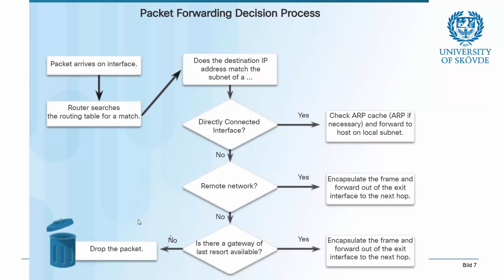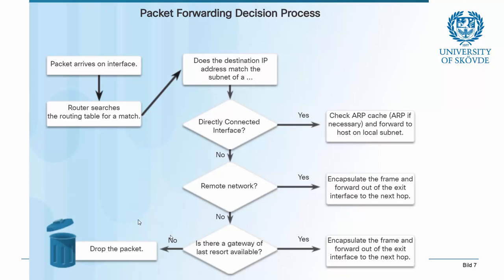If it's not destined for a directly connected network, it will see if it's a remote network. If it is, it will encapsulate the frame and forward it out to the next hop. The routing table will specify the remote network and the next router in the chain, and the local router will send the packet there. If it's not for a remote network, then the router will see if there is a gateway of last resort or default gateway available. If there is, it will send the packet to the default gateway. If not, then it will just drop the packet because the router doesn't know where it's going. So that's the extremely brief introduction to routing.